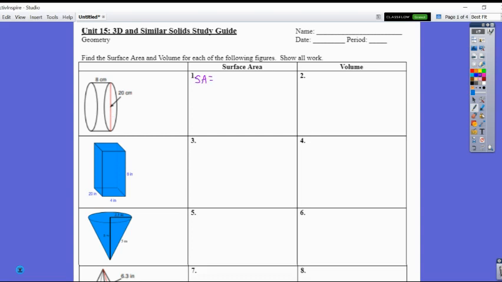Surface area then is going to be 2 pi r squared. That's going to give you the area of both bases, plus 2 pi rh. That's the lateral area for what we have on the sides.